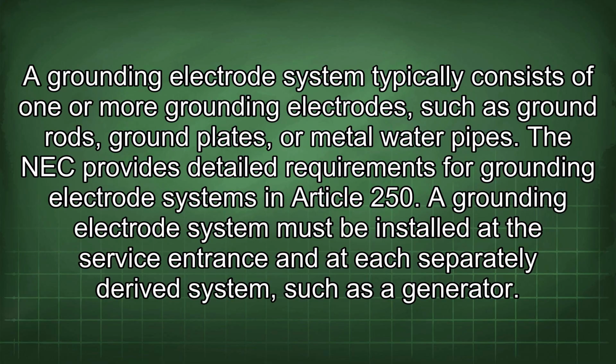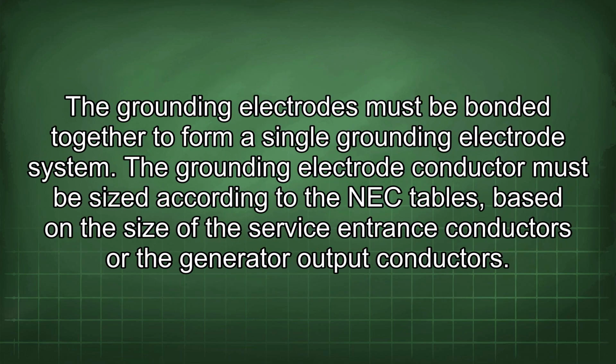A grounding electrode system must be installed at the service entrance and at each separately derived system, such as a generator. The grounding electrodes must be bonded together to form a single grounding electrode system. The grounding electrode conductor must be sized according to the NEC tables based on the size of the service entrance conductors or the generator output conductors.